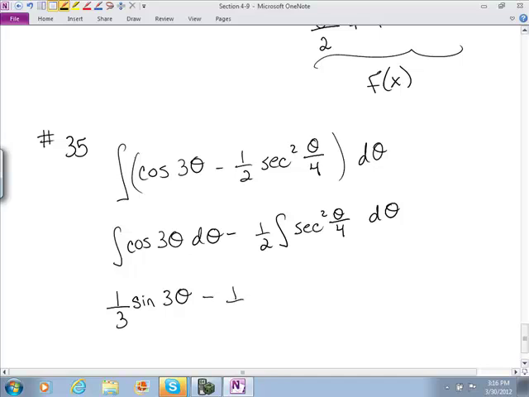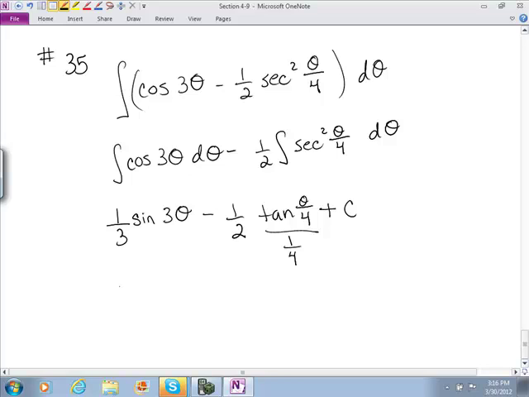All right, now minus 1/2. Right, what function has its derivative secant squared? That's the tangent. So you're going to do tangent theta over 4, but you're going to have to handle that 1/4 there, which means you're going to need to divide by 1/4. So you can divide by 1/4 that way, which is the same as multiplying by 4. And then, of course, you have your plus c.